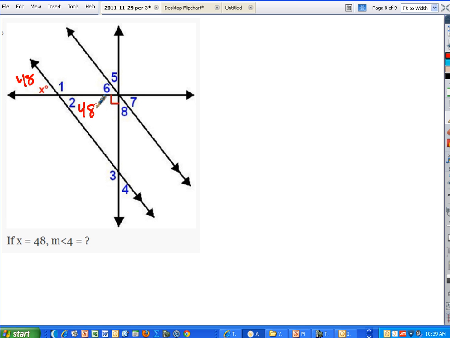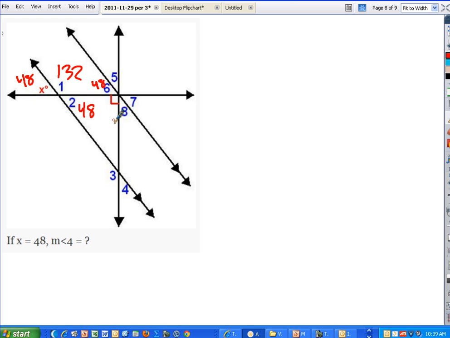And what's this guy up here then? They're a linear pair. They're supplementary. So wouldn't they add to 180? 180 minus 48, so that's 132. Now these two lines are parallel, right? So I know that if that's 48, so's that, right? We got a bunch of stuff here we can fill in.